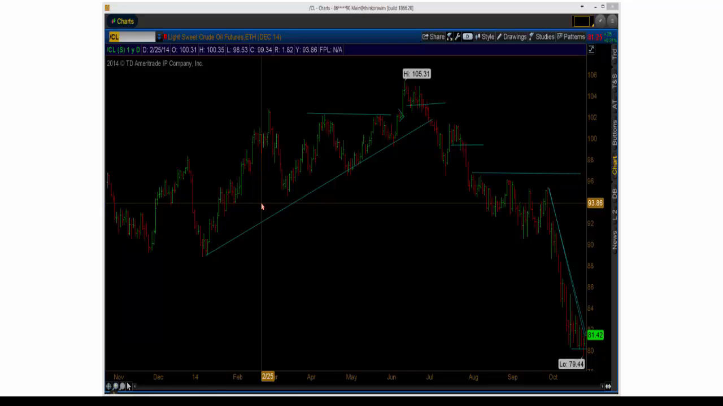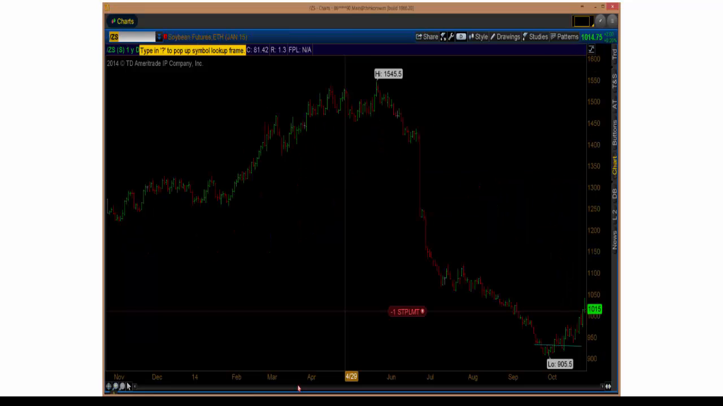These things have a tendency, back to beans here for a second, to, on the way up, just take a look here. Fix the chart here.